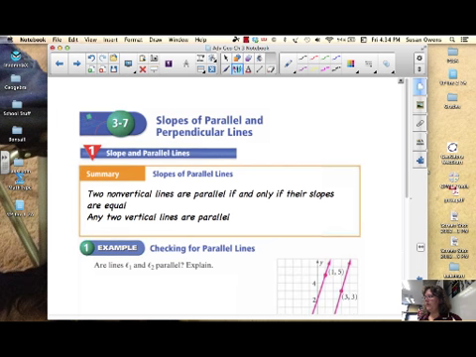Two non-vertical lines are parallel if and only if their slopes are equal. The reason we have to say non-vertical is that for vertical lines, the slope is undefined, so we can't say an undefined slope is equal to an undefined slope. So we say two non-vertical lines are parallel if and only if their slopes are equal, and all vertical lines are parallel. If we have any two vertical lines, they are automatically parallel.